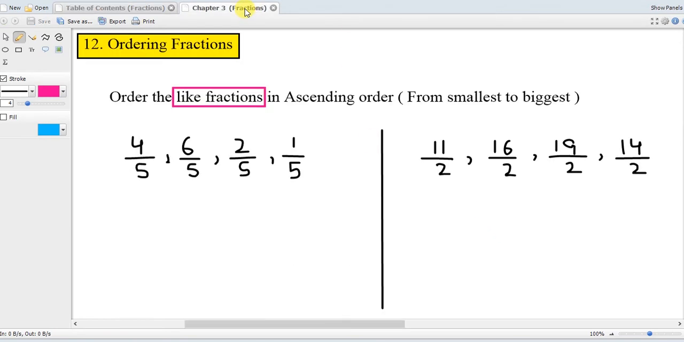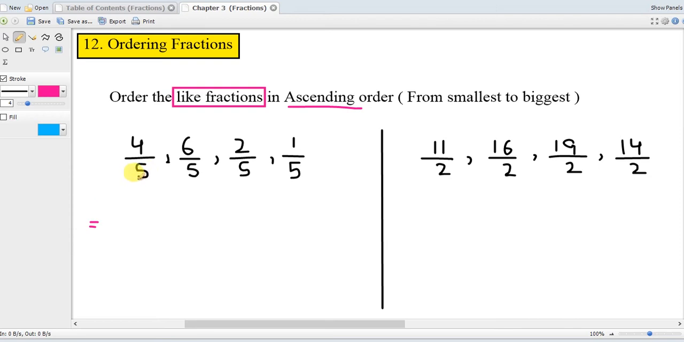Let's begin our today's session. So ordering fractions, ordering the like fractions in ascending order. We have already learned that there are two forms of fractions, the like fractions and the unlike fractions. So we started with how to order the like fractions, in which we have the same denominators. Like fractions are those fractions that have the same denominators. Now we have to order it in ascending order. What is the meaning of ascending order? It means we have to arrange it from smallest to biggest fractions. This is quite easy and simple.